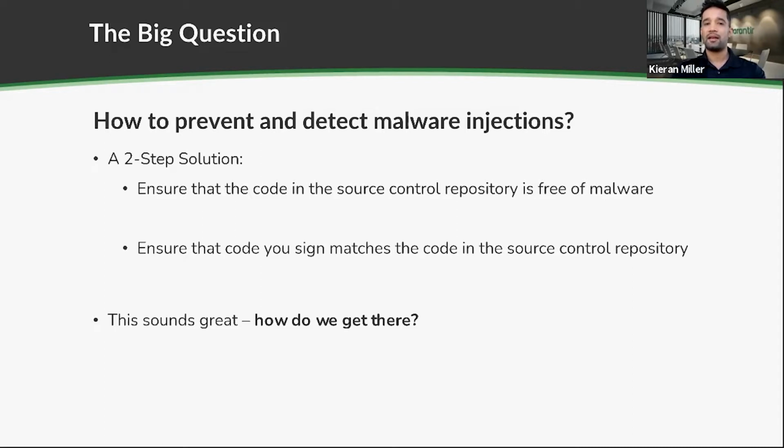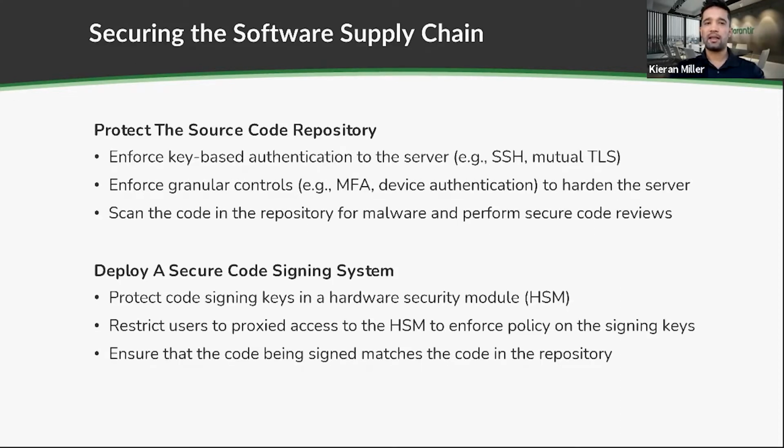So with all that said, that sounds great in theory. How can we actually get there? Again, still staying at a high level, to protect the source code repository, we want to first protect access to it. We're going to skip basic security practices that you should be following, like principle of least privilege and all that. But we do want to enforce stricter security controls like multi-factor authentication, device authentication, to the repository. And then we want to be able to scan the code in the repository. We'll get into how to do that in a moment.